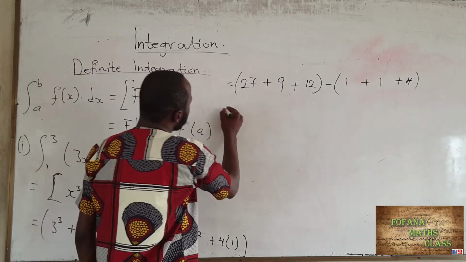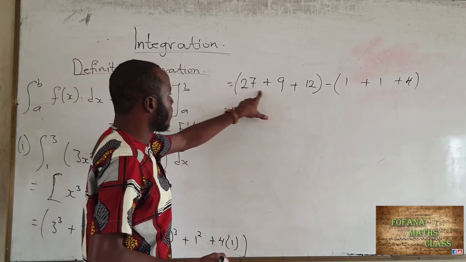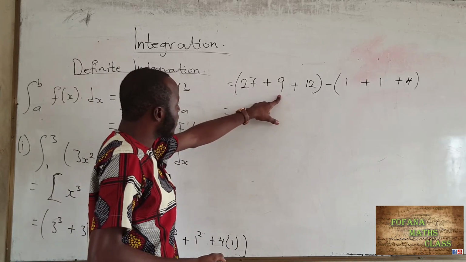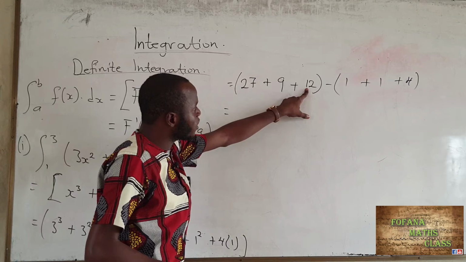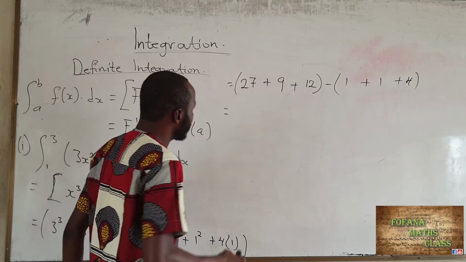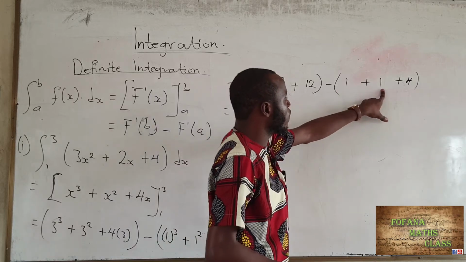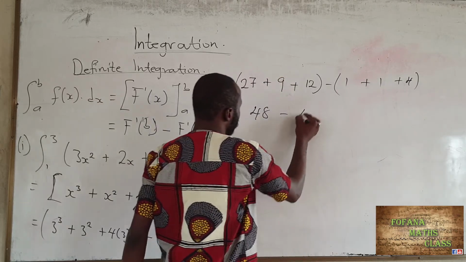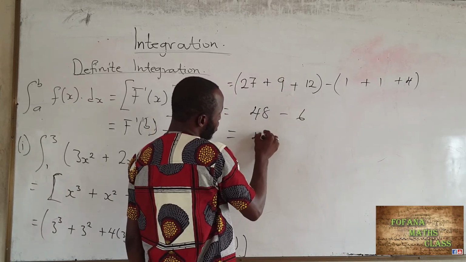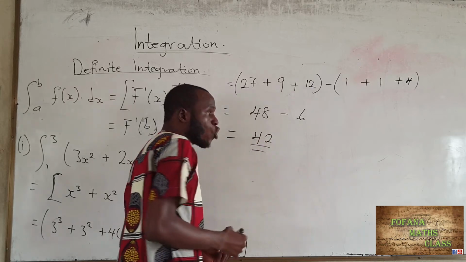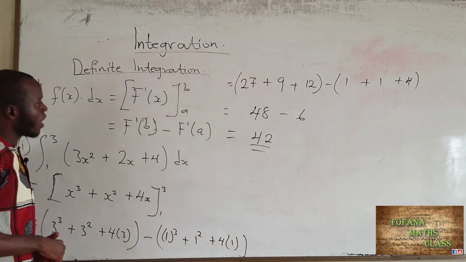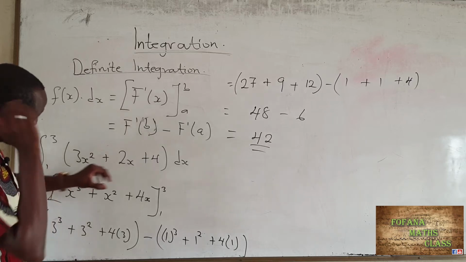Okay, from there, this will be equal to 27 plus 9 will give us 36. Now 36 plus 12 will give us 48. Okay, so we have 48 minus 1 plus 1 will give us 2 plus 4 will give us 6. Okay, so this will be equal to what? 42. All right, so with the integration which has a limit, you will obtain what?